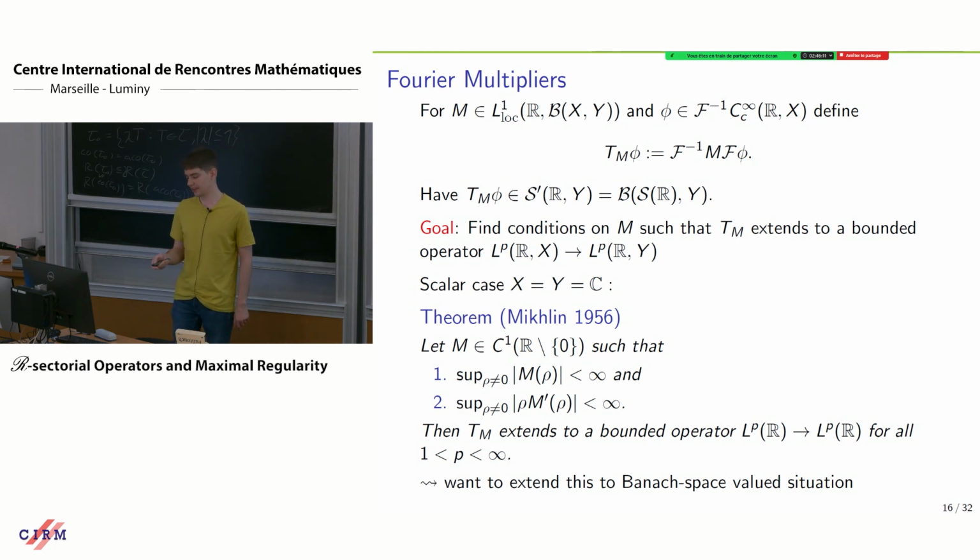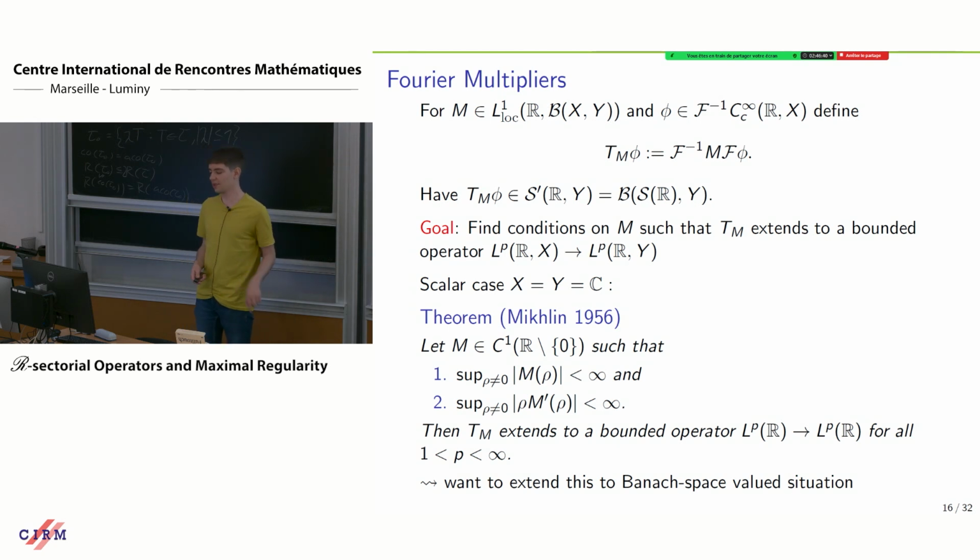So in the scalar valued case, if m is a function that is continuously differentiable apart from possibly 0, and we have the following two conditions. We have a uniform bound on m and also a uniform bound on rho times m prime of rho. Then this operator T_m extends to a bounded operator on L^p for all p strictly between 1 and infinity.